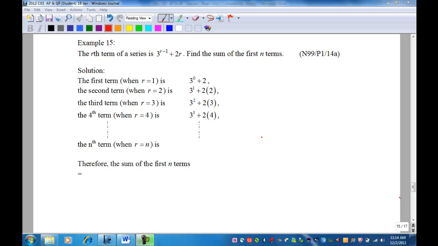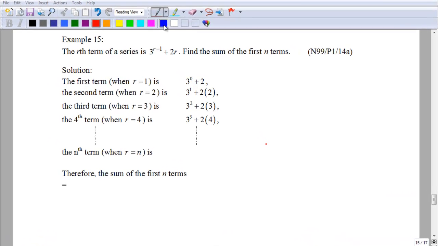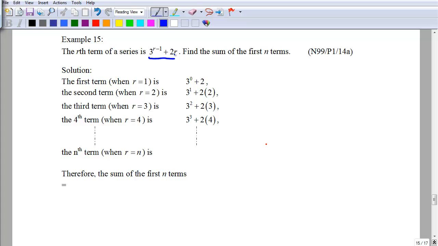Example 15 is a question that needs us to do some observation about the questions, the terms, before we can think of some way to solve the question. Now we're given that the r-th term of a series is in this form. Find the sum of the first n terms. Sum meaning we need to add all the first n terms together.